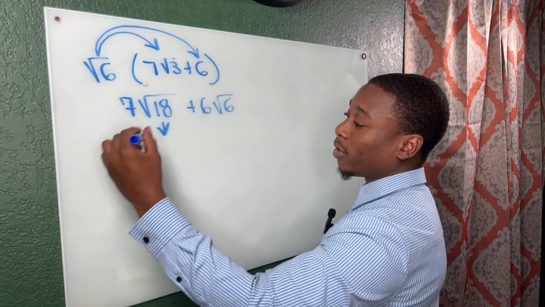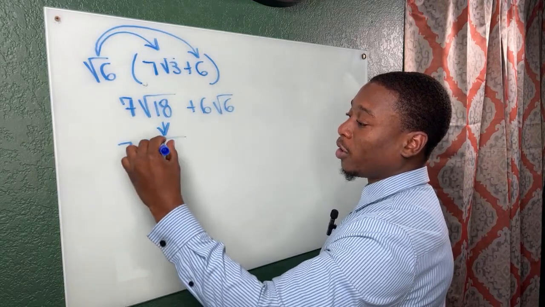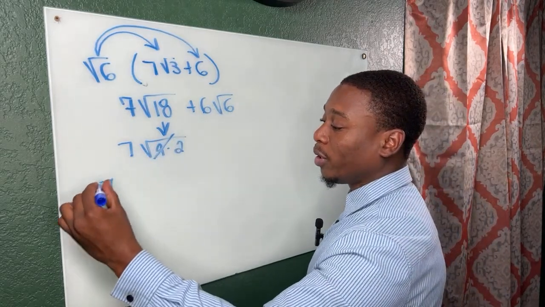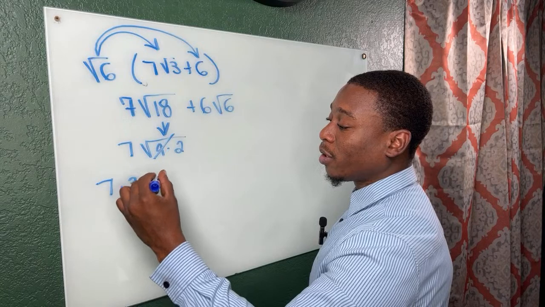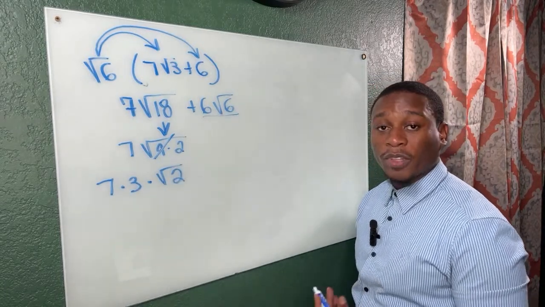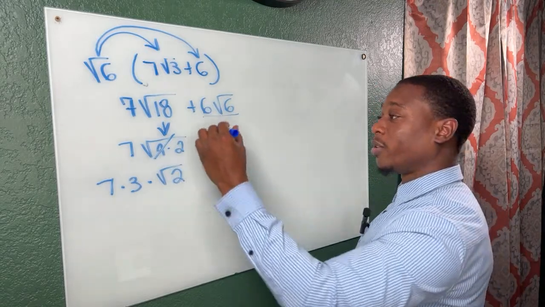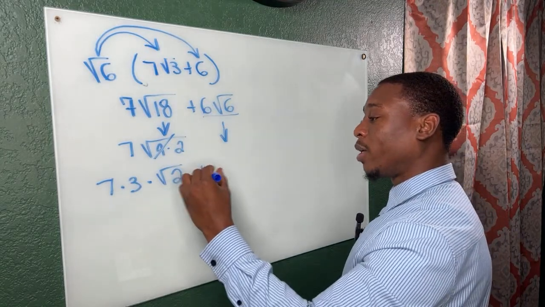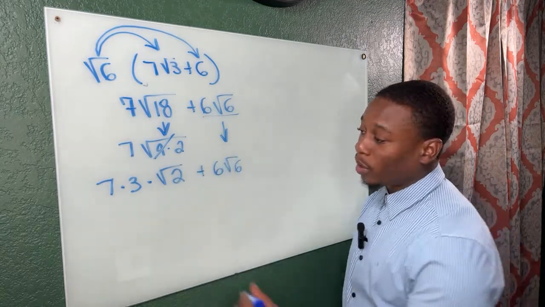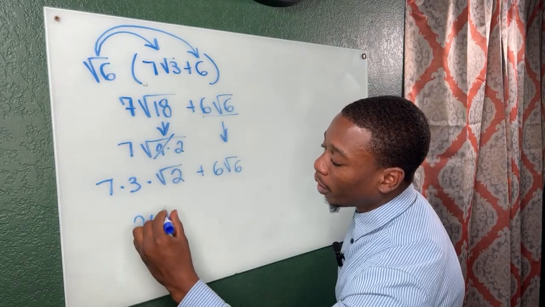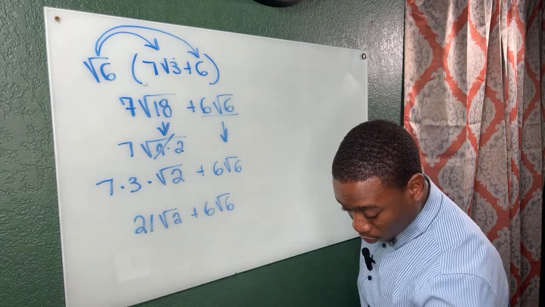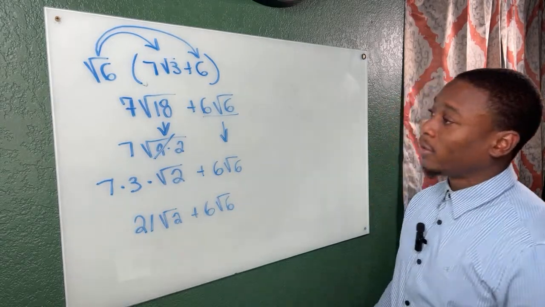So here I could simplify, right? This turns into 9 times 2. 9 is a perfect square. It's going to come out as 3. So we have 7 times 3 times radical 2. And this is going to stay the same because there's no perfect square that we could break 6 down with. So we'll bring it all the way down to the bottom as 6 radical 6. Now when I clean this problem up, final answer is 21 radical 2 plus 6 radical 6. Let's double check the work, and that is absolutely correct.